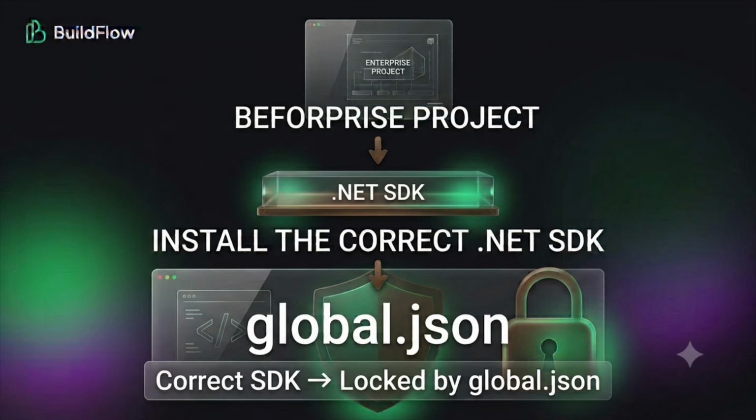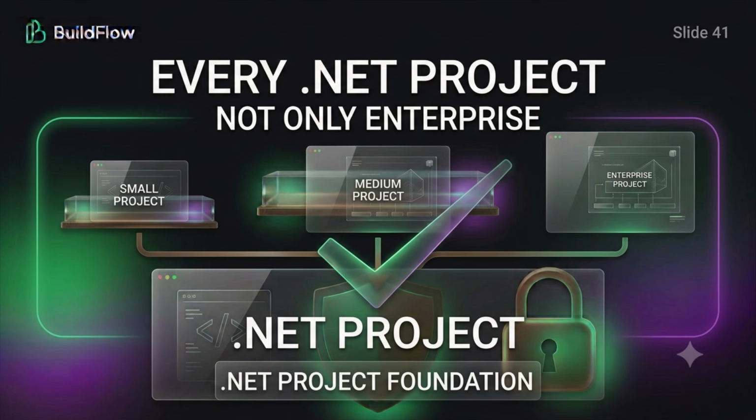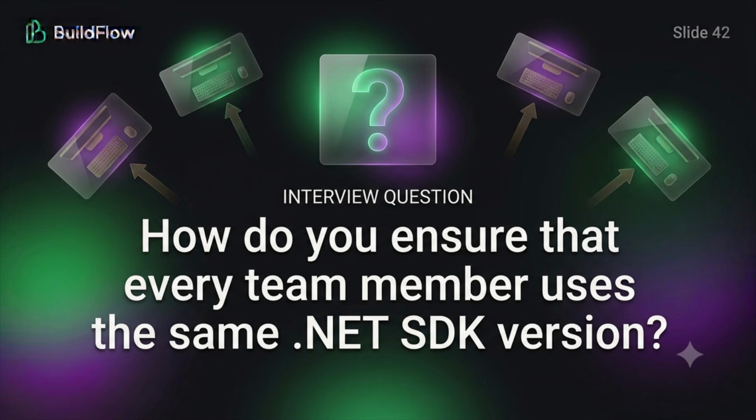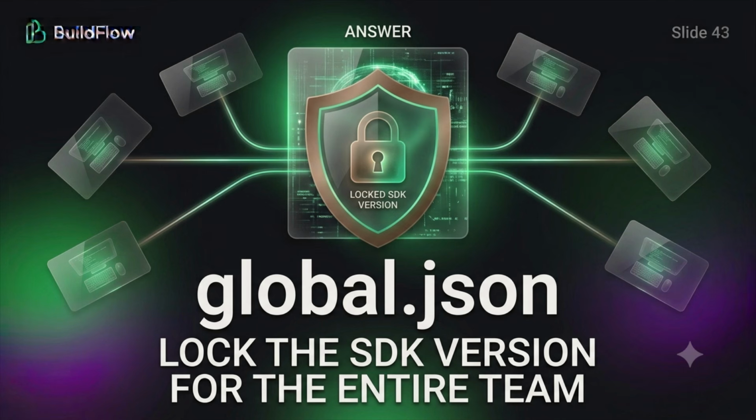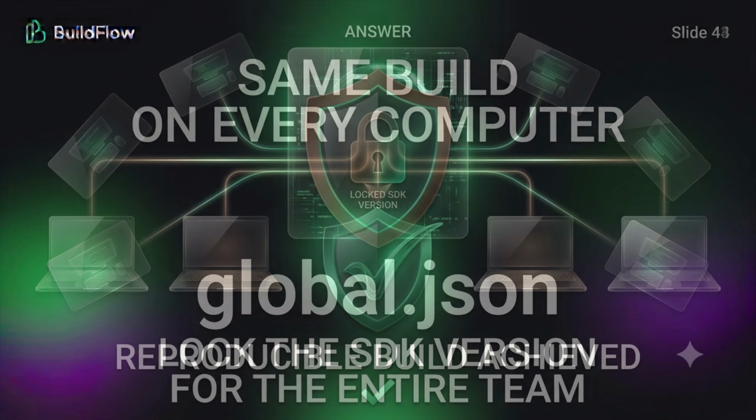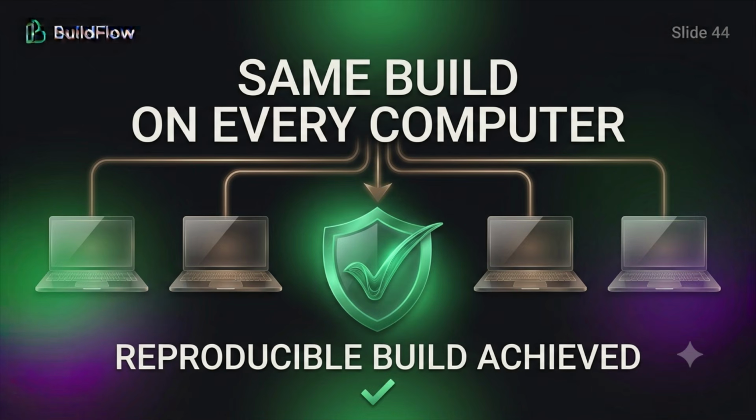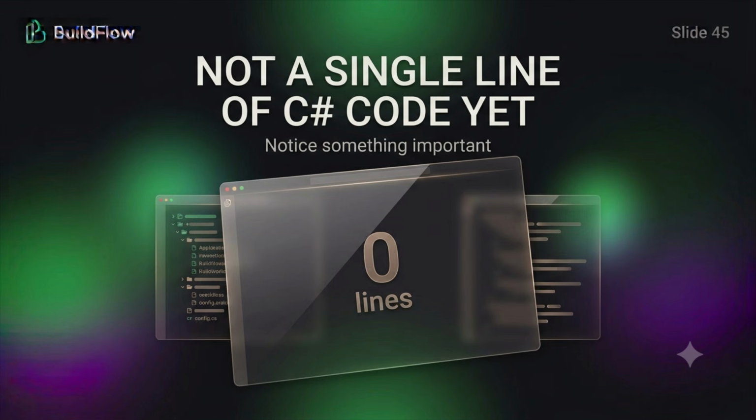Before starting any enterprise project, install the correct .NET SDK and lock it with global.json. This applies to every .NET project, not only enterprise systems. Interview question. How do you ensure that every team member uses the same .NET SDK version? Answer. Use global.json to lock the SDK version for the entire team. This guarantees the same build on every computer. It achieves reproducible build.